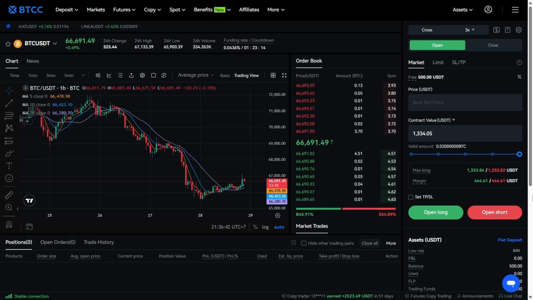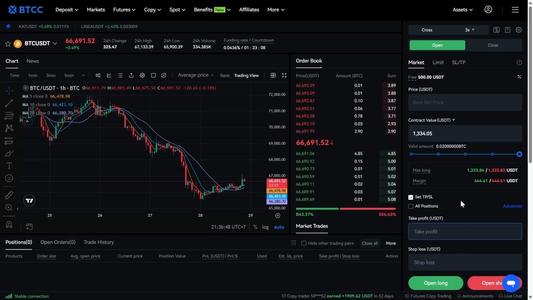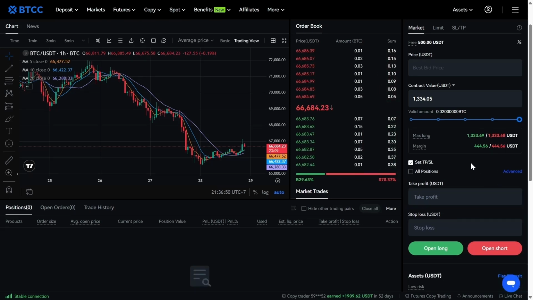Before we execute the trade, we can see here it says set TP and SL. So this would be the way to set a take profit and stop loss before you make your trade. There's 2 ways to do this. There is simple and advanced. For the simple way, we would just put in 2 different prices. So let's say I want to take profit at 90,000 BTC.